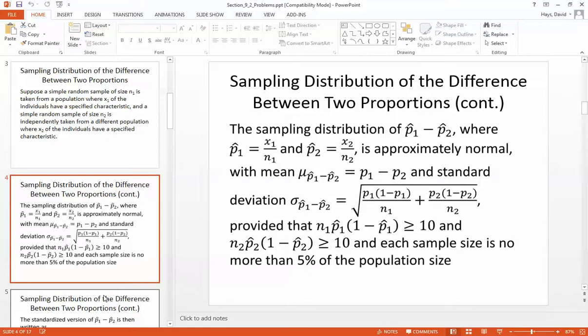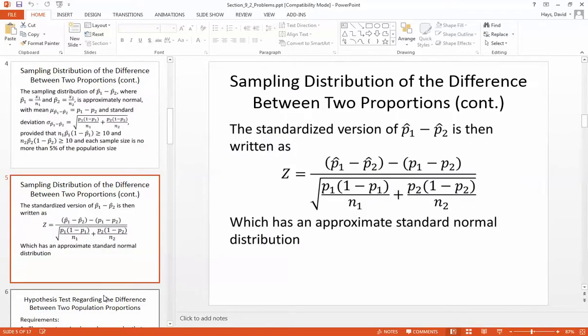It is approximately normal with a mean of mu sub p hat sub 1 minus p hat sub 2 equal to p sub 1 minus p sub 2, and standard deviation equal to the square root of p1 times 1 minus p1 over n1 plus p2 times 1 minus p2 over n2, provided that n1 times p hat sub 1 times 1 minus p hat sub 1 is greater than or equal to 10, and that same thing for the other population sample, and each sample size is no more than 5% of the population size.